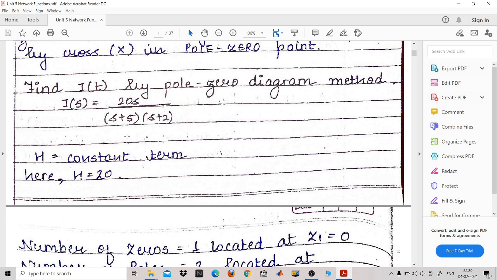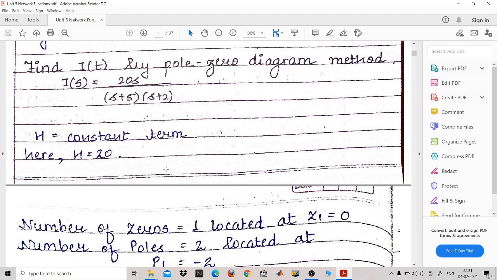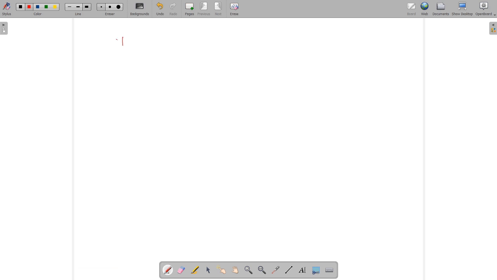So you will have to equate s plus 5 with 0, and s plus 2 with 0. Then you will get the two poles. So we will try to draw on the open board to understand this concept in a clearer manner. Just now we have seen I of s equals 20s upon s plus 5 into s plus 2. We have discussed that there is only one zero and two poles.